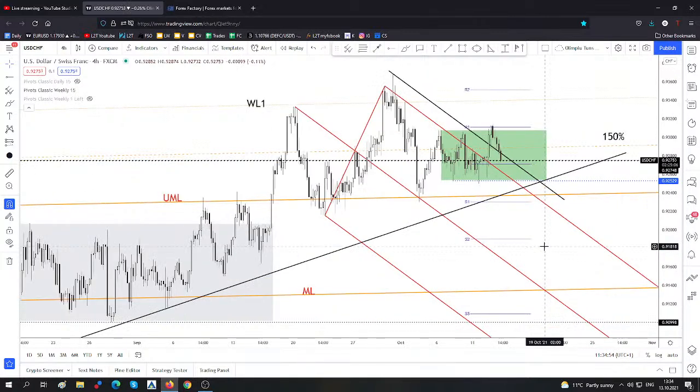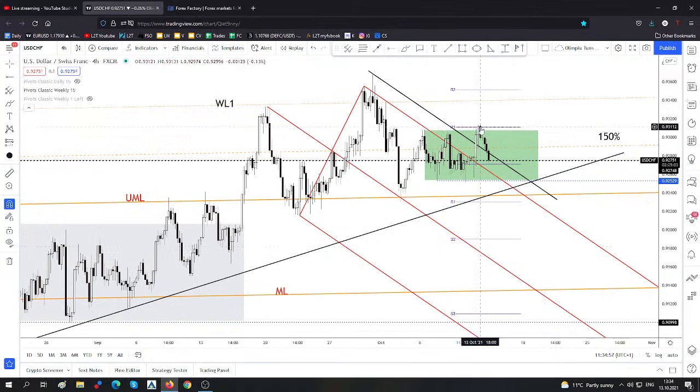US dollar versus the Swiss franc. This currency pair drops only because the dollar index drops right now. We have a strong positive correlation between the dollar index and the US dollar versus the Swiss franc. It moves sideways here between 0.9307 and 0.9252. It has escaped from this descending pitchfork.